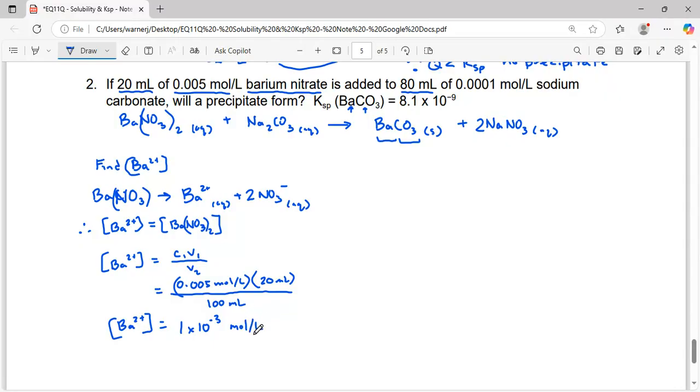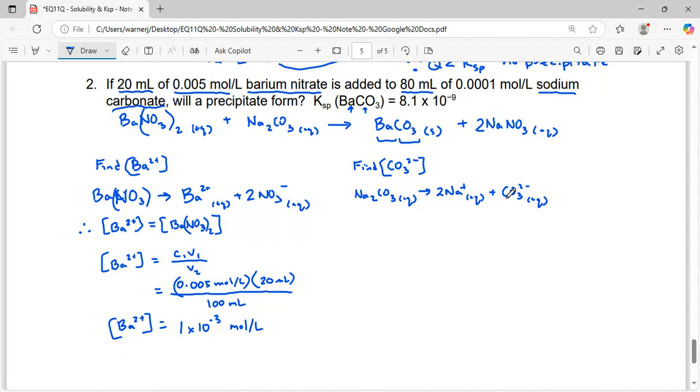Okay, so there's my barium ion concentration. Now I'm going to do the same thing for the carbonate. I want to find the carbonate ion concentration. I'm going to look at what comes from the sodium carbonate at this point. So sodium carbonate, Na2CO3, dissociates into 2 sodium ions and carbonate ion.